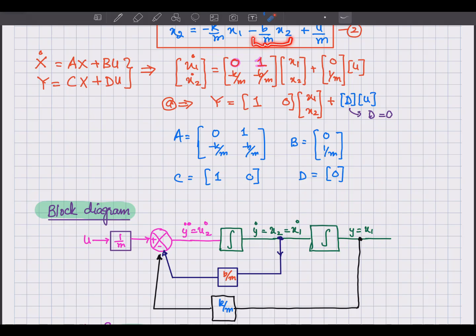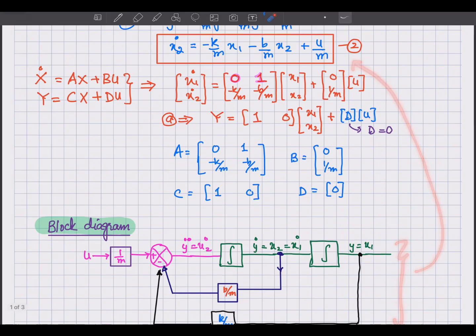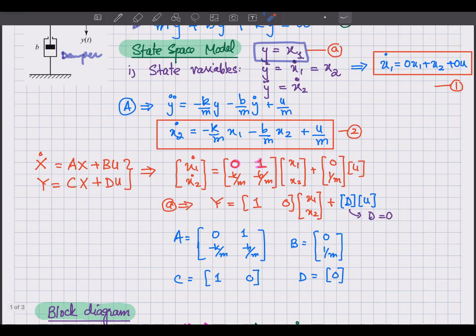Now to implement that one, we need to take x2. So this is x2, and this will be multiplied with b by m, and as it is the negative term over here, so it will go into the negative sign over here over this summing junction. Okay, so this is the block diagram representing the system that is being defined by these two equations.